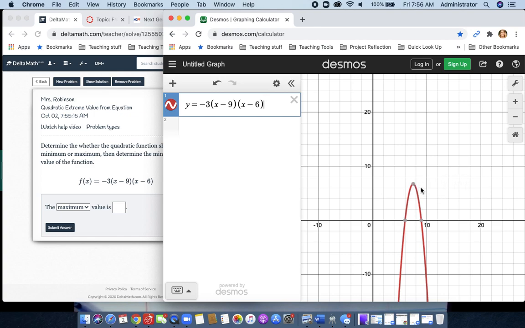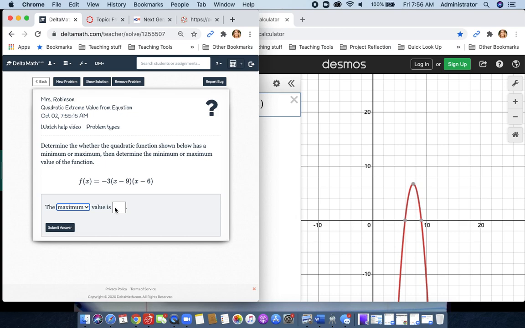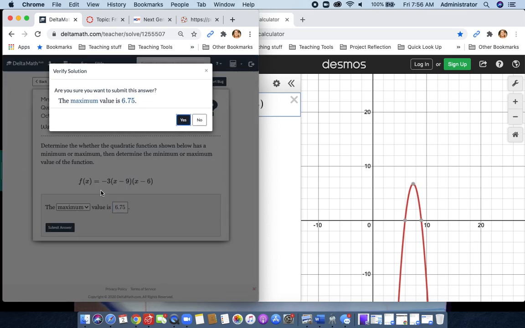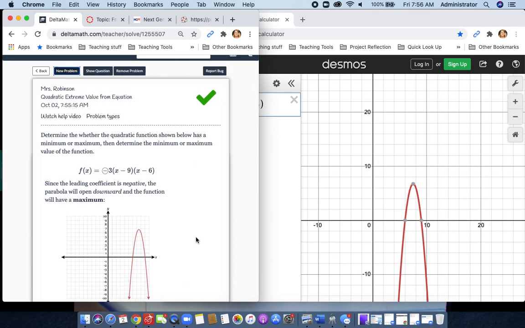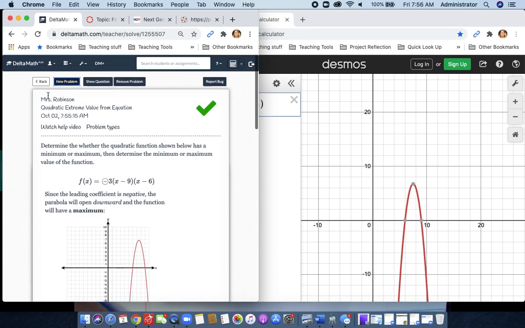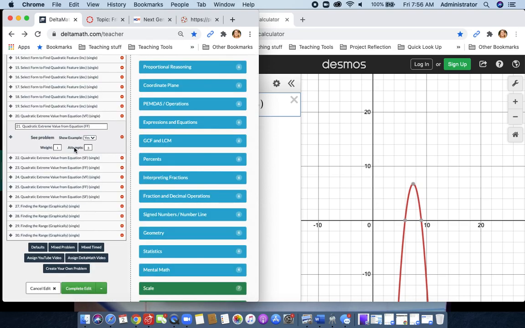So my y value, again, was 6.75, so I'm going to type that in. Remember, we don't want it as an ordered pair. We just want the highest value, highest y. And that's correct. Okay, so that's what you're going to do for each of these types of problems.